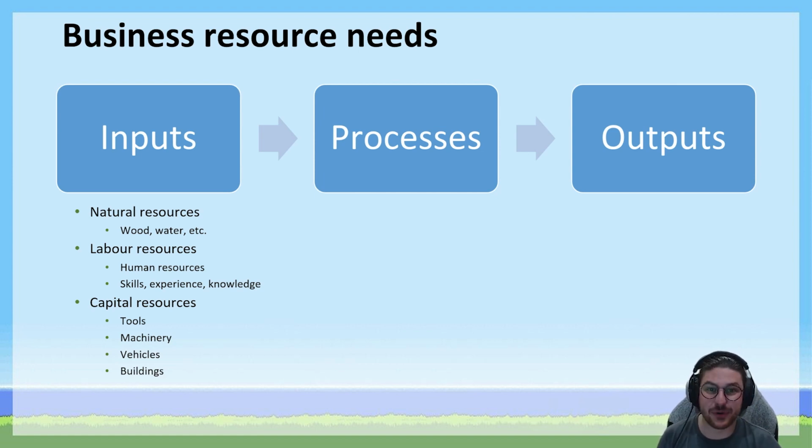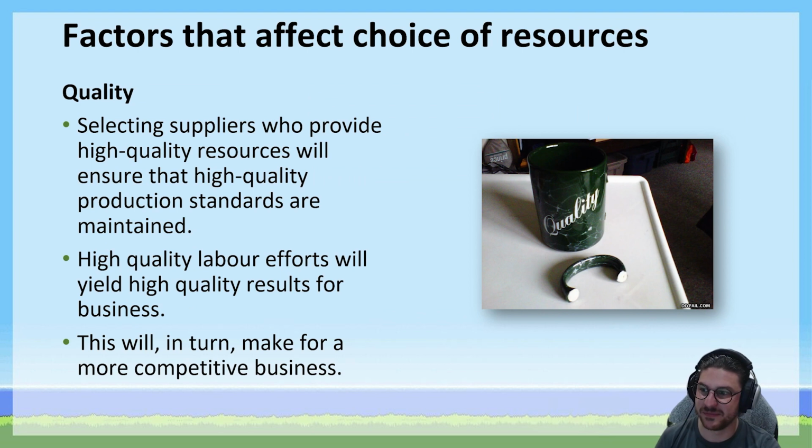And certainly your capital resource can be considered the tools that you use to do your business that aren't used up by doing your business. So any tools, any machinery, the vehicles that you use for your business, the buildings that you operate in, if they belong to your business, those are your capital resources.